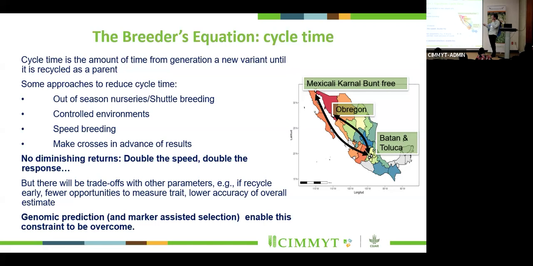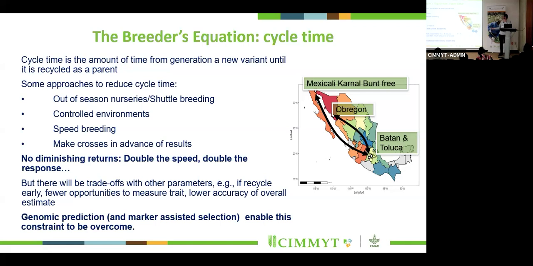The most important thing about cycle time is, yes, there are trade-offs, but there's no diminishing return. If you go twice as fast, you get double the response. There's a limit, there's only so short you can make your breeding program. There's only so short you can make it and have good data for decision making, like I said earlier, but basically, if you go as fast as you can within the constraints of having good data to make the decision, that's the best way to go. I brought that up at the start, and that's because there's no diminishing return on time. But there's going to be trade-offs.